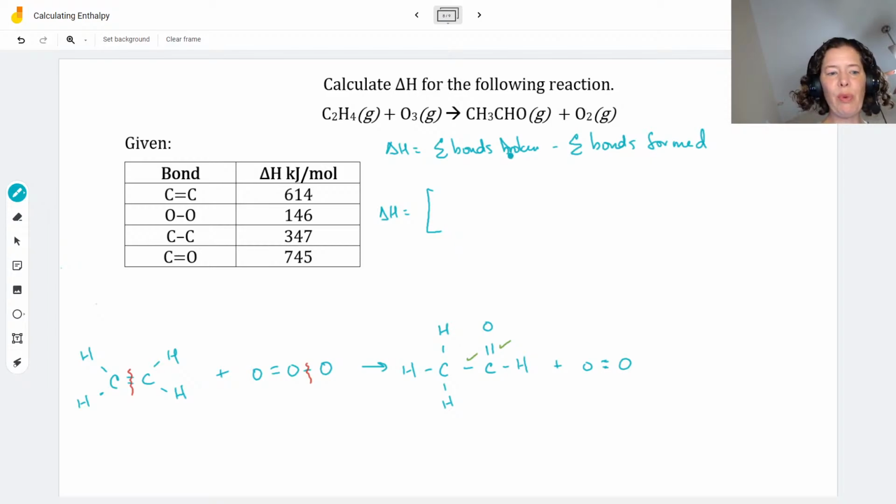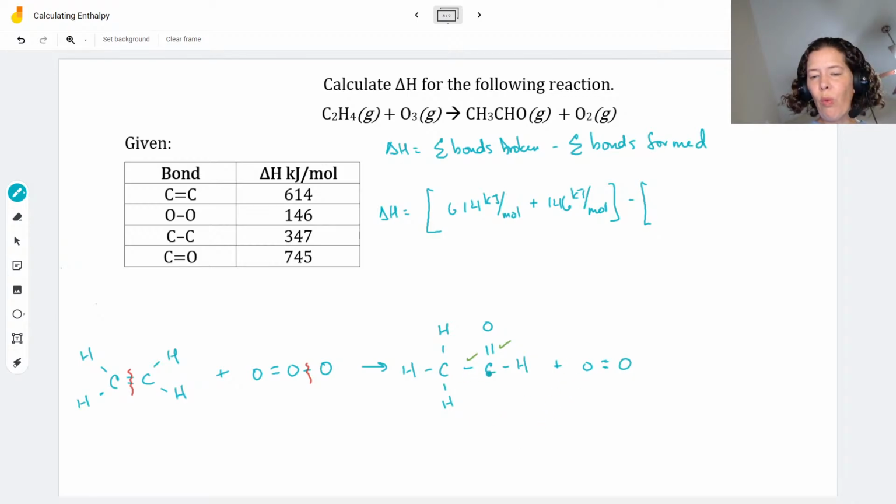Okay, so our bonds broken. We broke this carbon-carbon double bond. There's only one of them. And you can see it has a delta H of 614 kilojoules per mole. The other bond that we broke was this oxygen-oxygen single bond. And here is its delta H. So that is 146 kilojoules per mole. And I think I can squeeze this in here in one line. Okay, so our bonds formed.